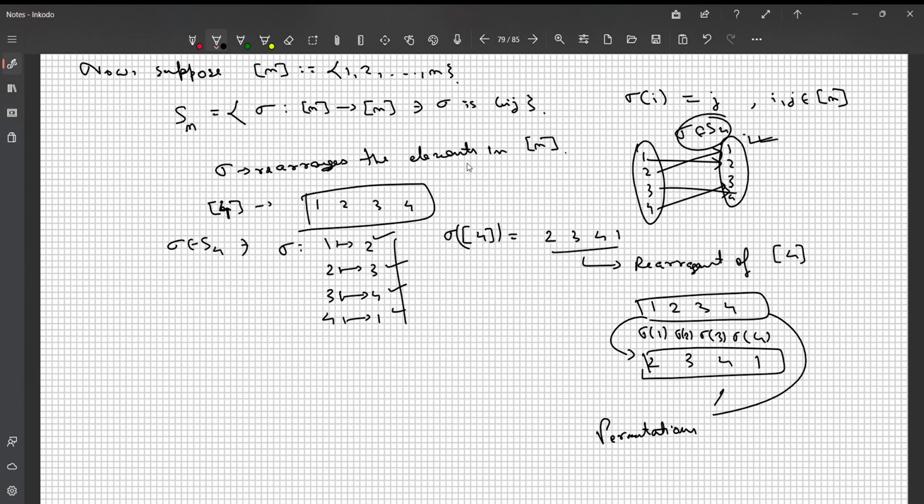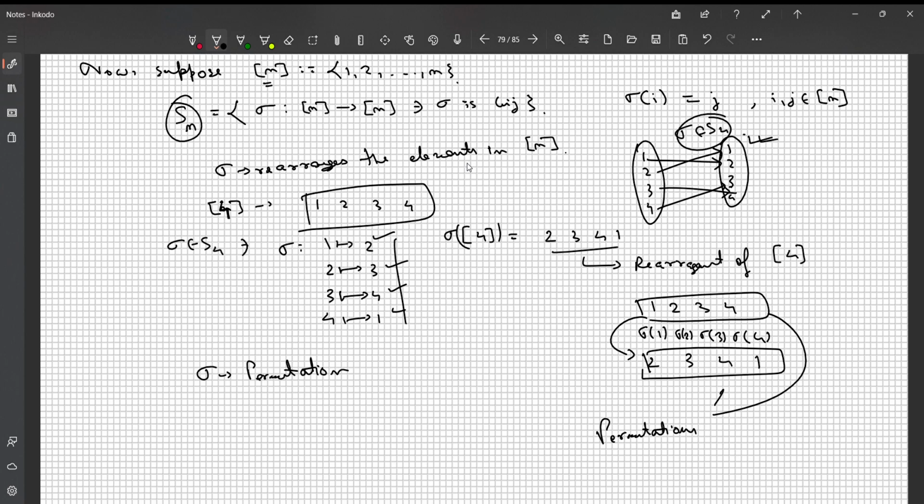So this is the reason why elements from Sn are also called permutations, because they just rearrange the elements listed inside the set they are acting on. So sigma is called a permutation. Whatever discussion we are having, we are considering this set Sn, where n basically resembles the block n set. Clear?